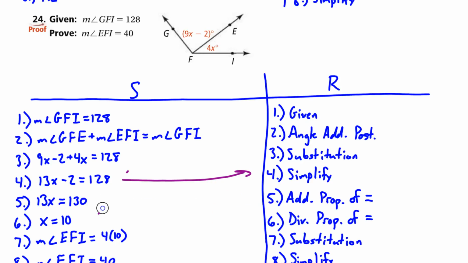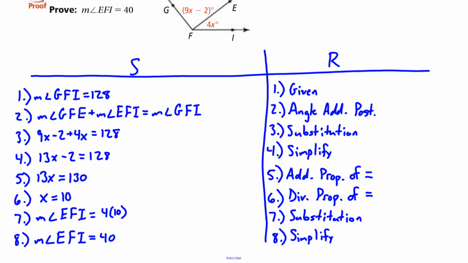And now from here, I have x, but I haven't finished the problem. I wanted to prove that the measurement of EFI was 40. So just like before, I have to plug that in. And again, you could have one extra step in between here. You could have the measure of angle EFI equals the 4x, and say that that is given.